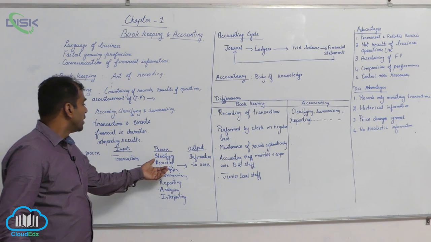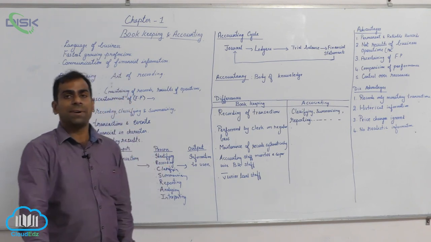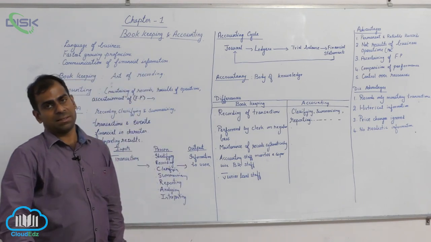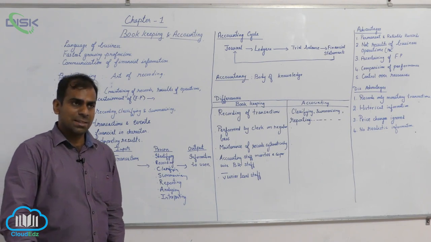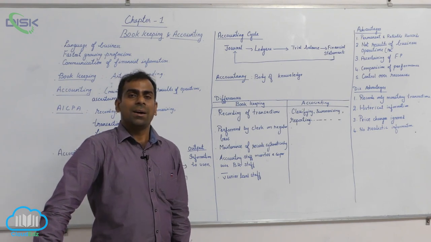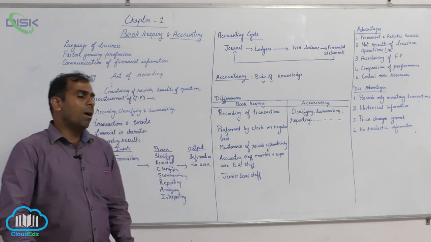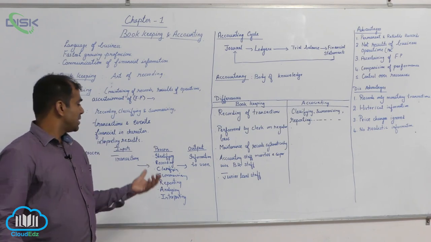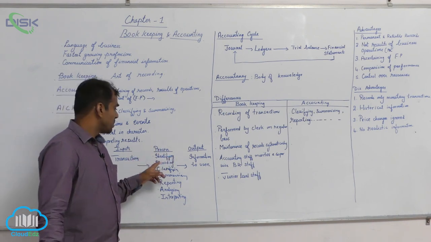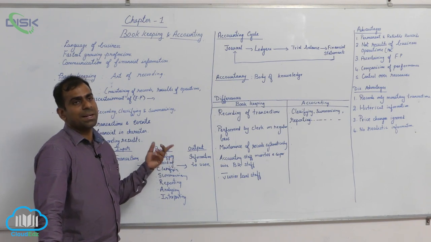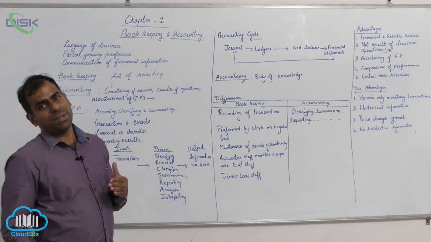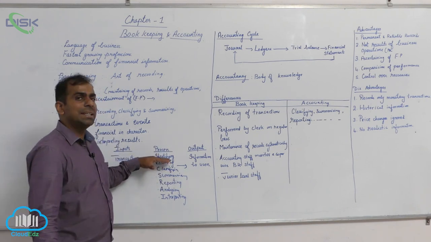Now, what is identifying? There are a number of events which involve exchange of things, but whenever there is any exchange, it has to be in monetary terms to be called an accounting transaction. Of the many existing transactions, you identify which are accounting transactions through the process of identifying. This is the stage where you identify which transactions are useful for accounting and which are not.